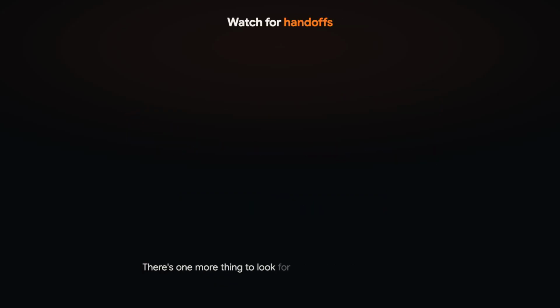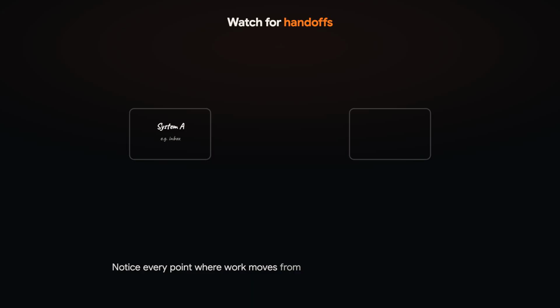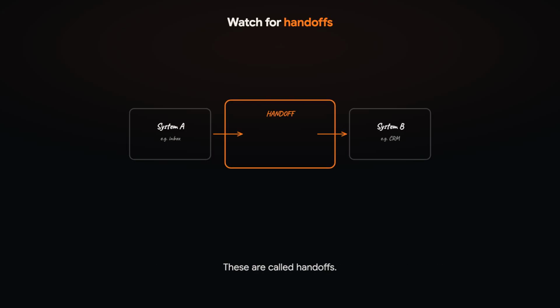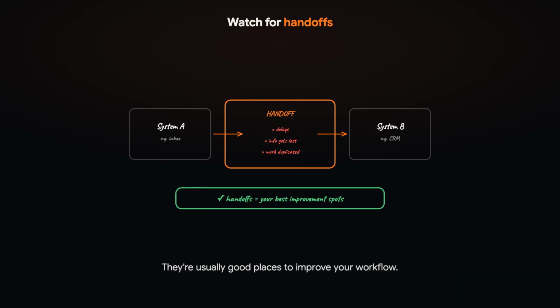There's one more thing to look for while mapping your process. Notice every point where work moves from one person or system to another. These are called handoffs. Handoffs are often where delays happen, information gets lost, or work is duplicated. They're usually good places to improve your workflow.